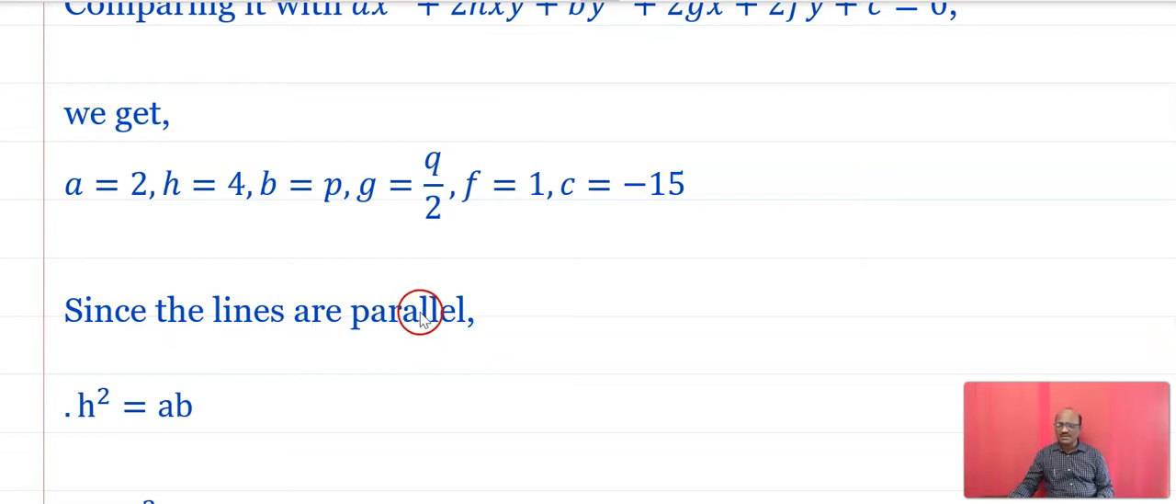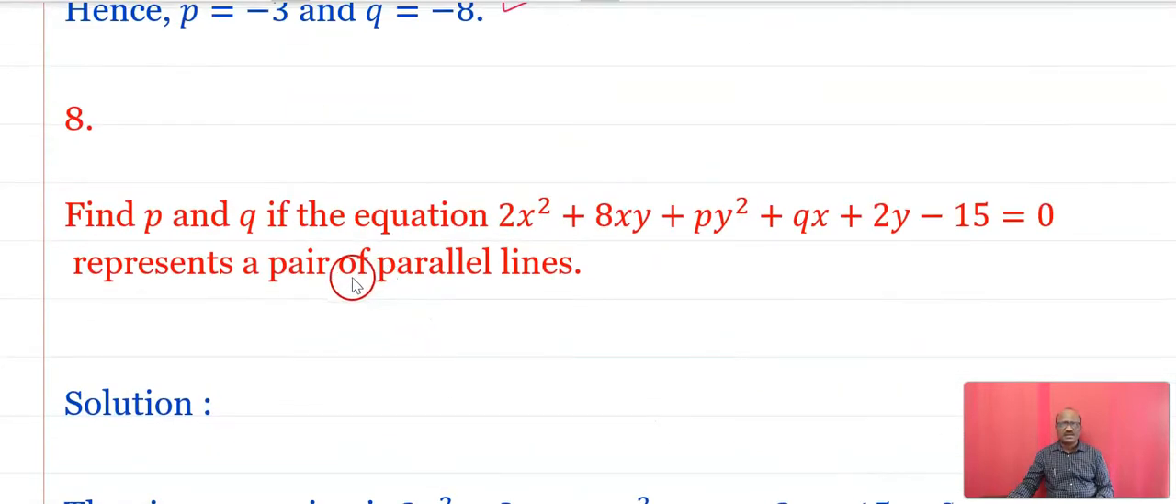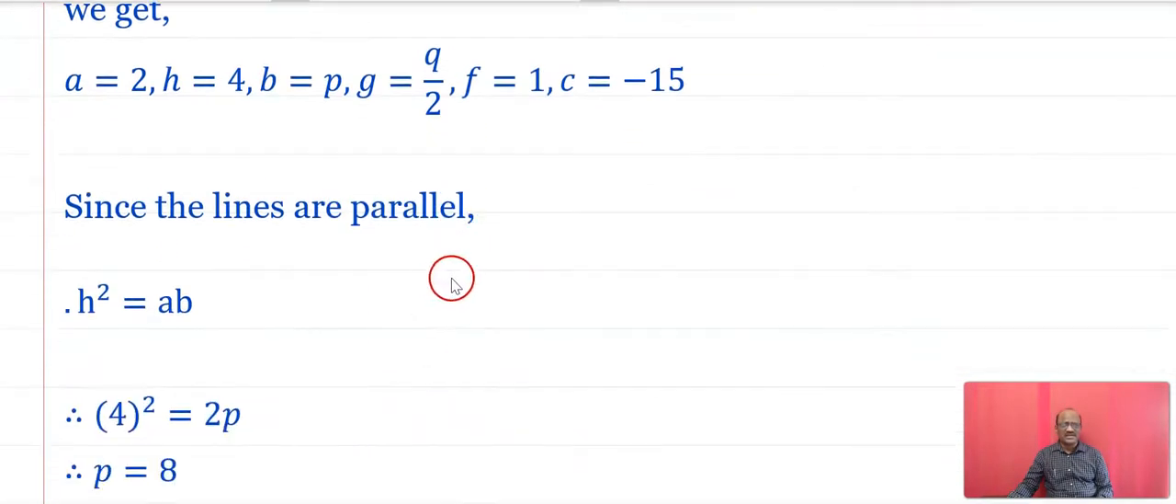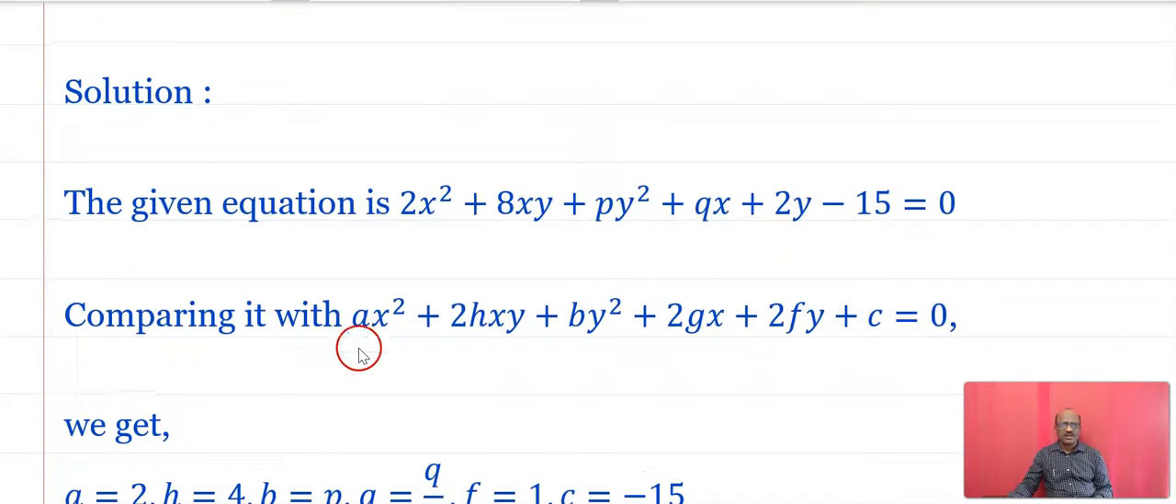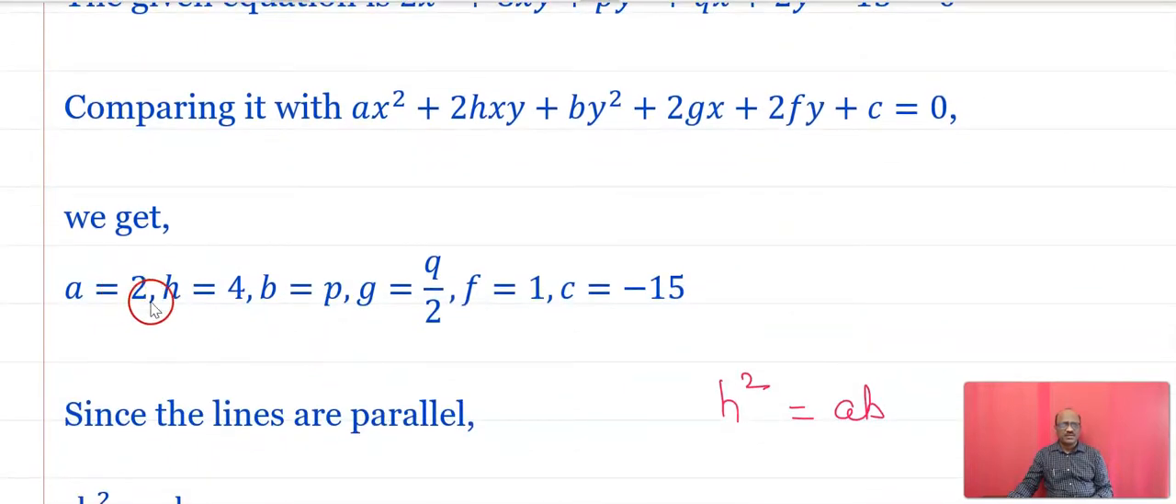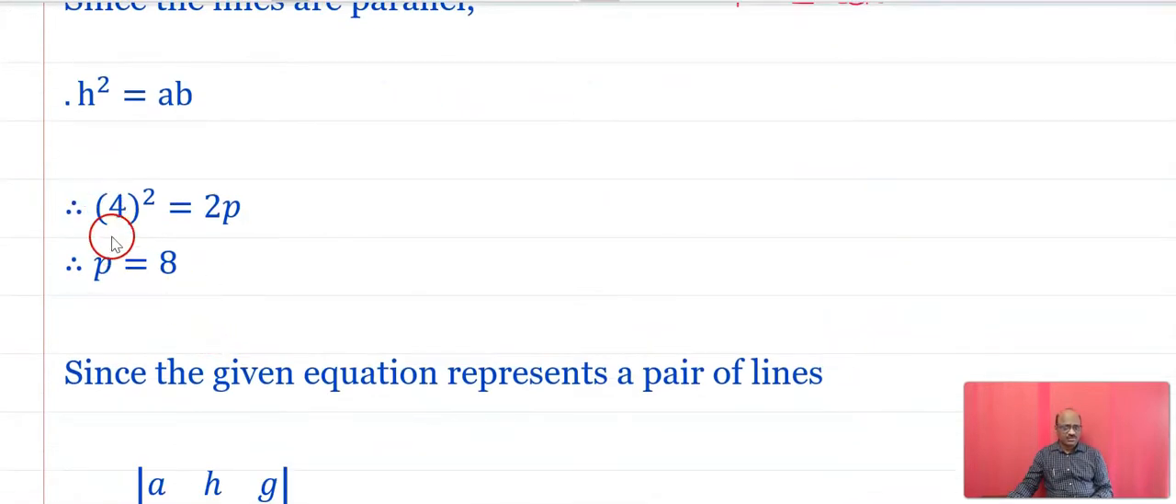Since the lines are parallel, they will satisfy the condition. What was that condition? That is h square is equal to ab, and here we will write h is, what is the value of h? H is 4. AB is 2 into p. A is 2, B is p, and therefore 16 upon 2, you will get 8. The value of p is 8.